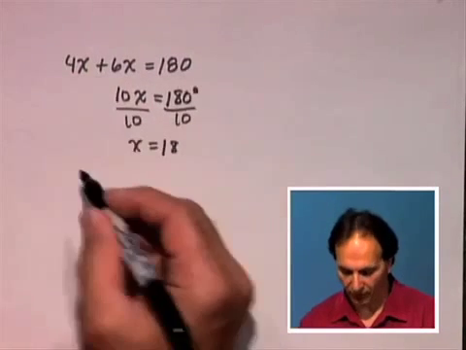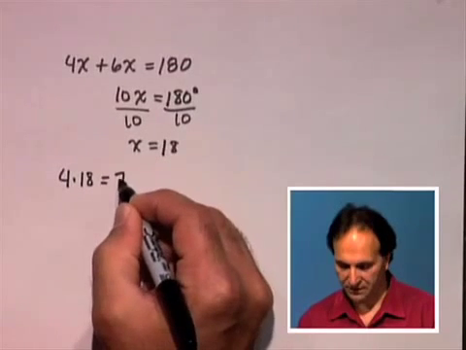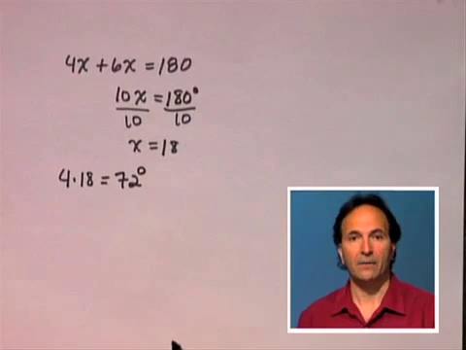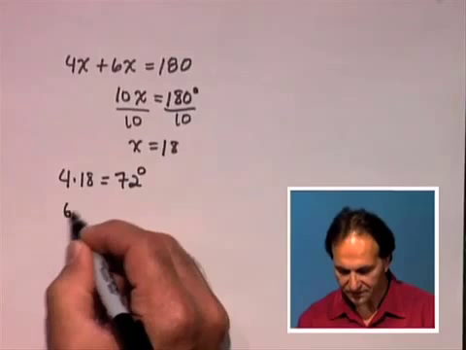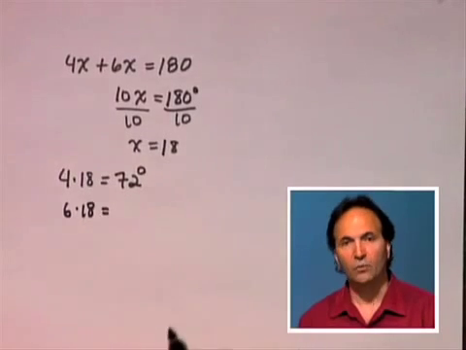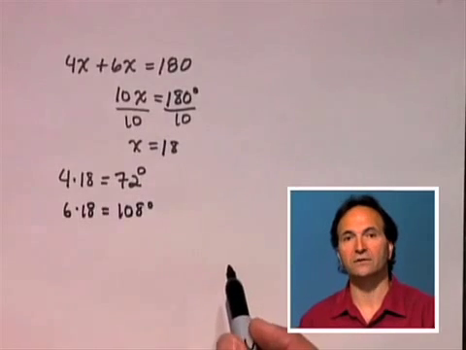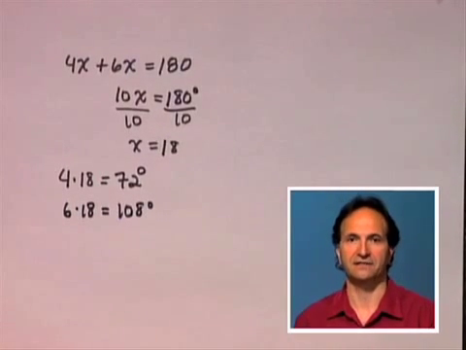Let's start with the 4x. So that would be 4 times 18, which is 72, and it will be degrees. Now we do the same thing with the other angle, which is the 6x. 6 times 18, which will give us a result of 108 degrees. So the two angle measures are 72 degrees and 108 degrees.